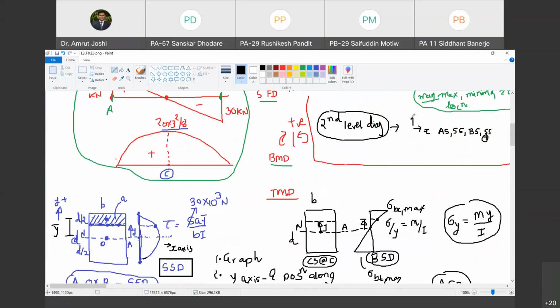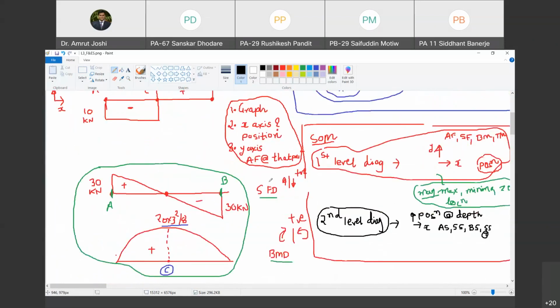What is there on the y-axis? On the y-axis, we have position, but along the depth. Now, the last question in today's class, and then in tomorrow's class, we are going to have a master stroke. We will understand strength of materials at a glance. However, we would not have completed defining analysis.